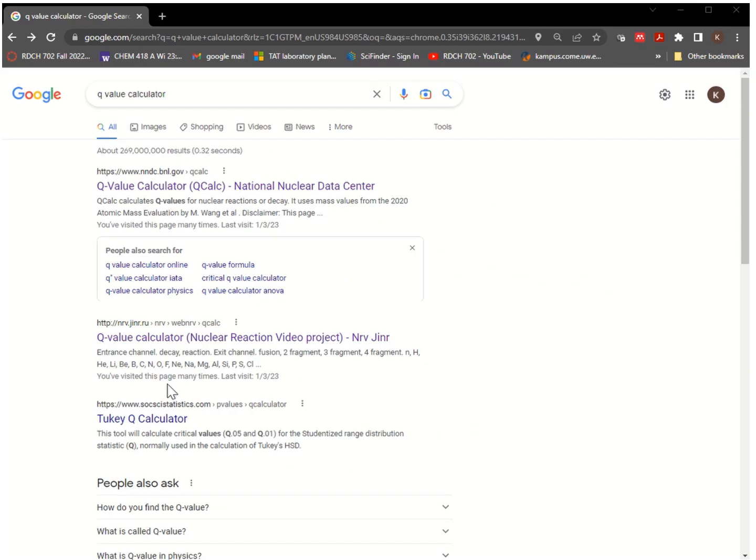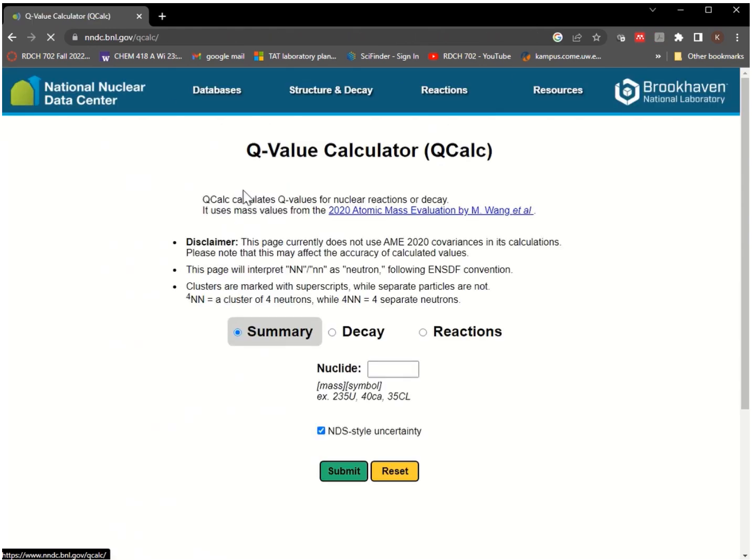Q values can also be calculated using websites. One does a search for Q value calculator. Two sites will show up. One will be from Brookhaven National Laboratory, another from Russia. Let's look at both these, but focus in on the one from Brookhaven National Laboratory.